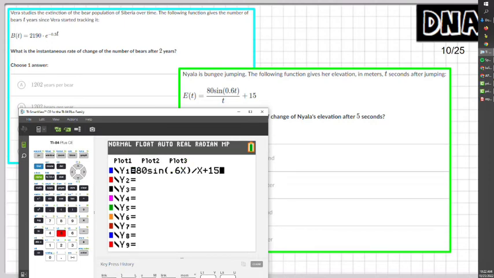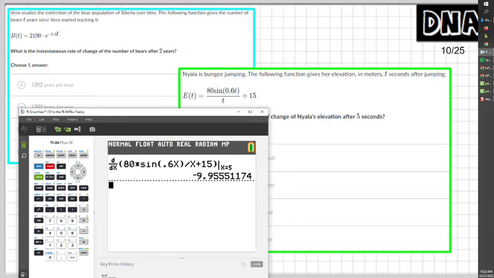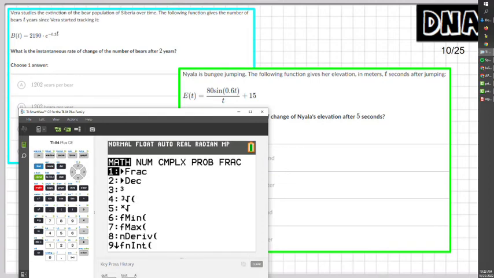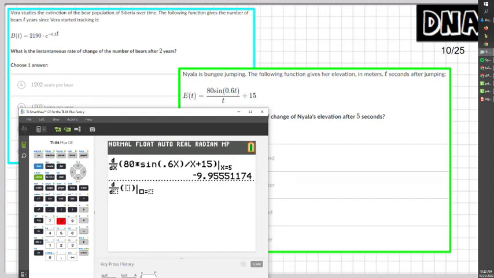Okay, now watch what I do. I go back to home. So I'm going to hit second quit. I'm in home. I'm going to hit the same thing that I did before, math, and then 8. And then I press X for the derivative. And then in here, I want to put y1 in there. How do you get y1? I'm about to show you guys. Are you guys watching?